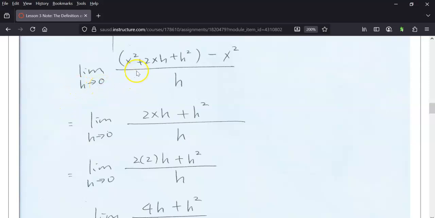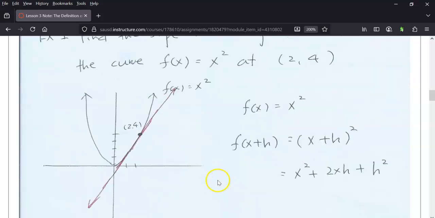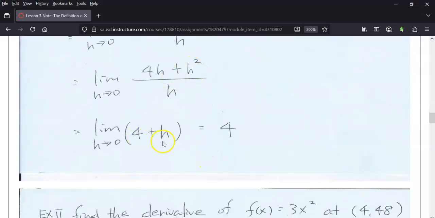The rest of it is algebra. We're going to cancel out our x squares. We want to find it at 2, 4, so x equals 2. We're going to plug in 2 for x here. Notice that now I have an equation with h only, so we can divide by h everywhere. We end up with 4 plus h. Now the limit as h approaches 0 of 4 plus h: we simply plug in 0, and it equals 4.